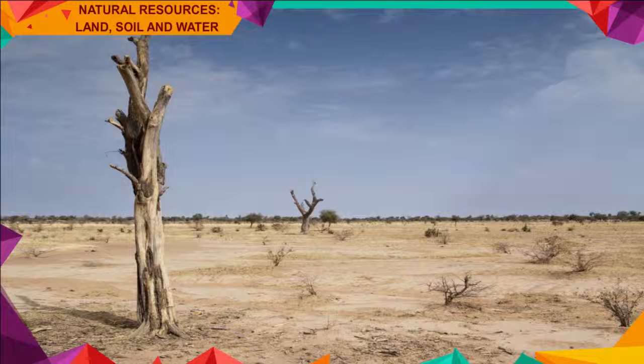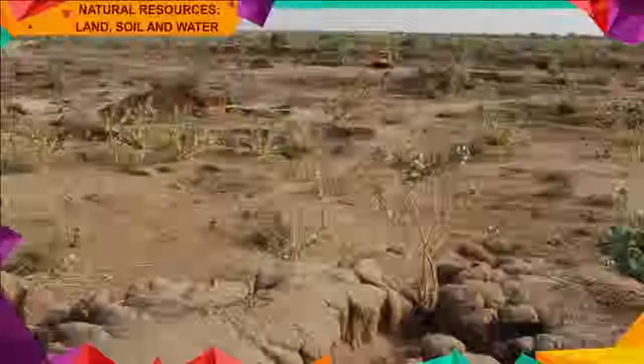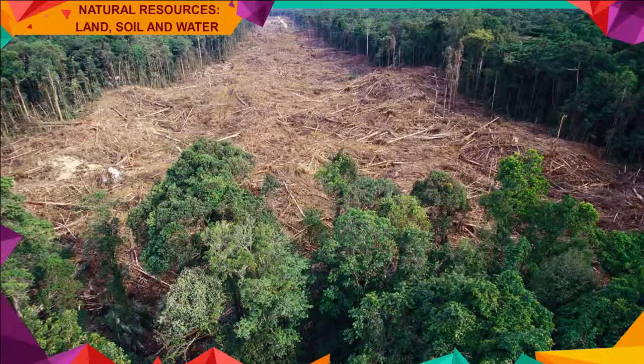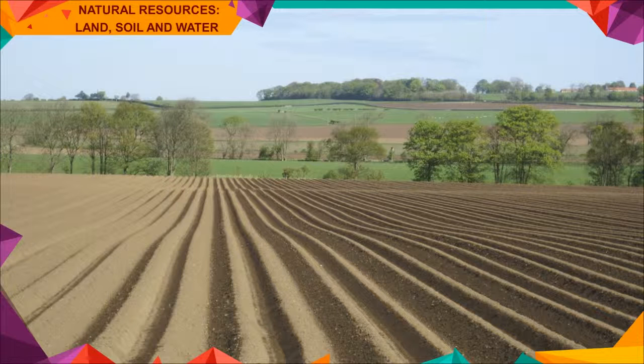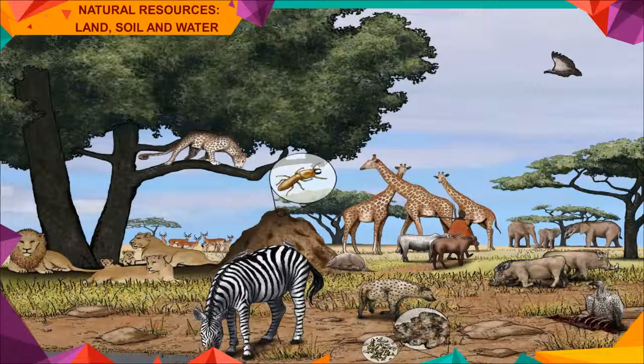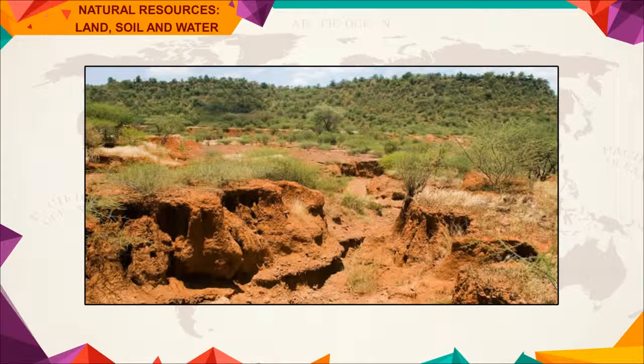Careless use of land may create problems like shortage of croplands, soil erosion, deforestation, and desertification. Soil resources. The uppermost thin layer of earth crust that supports all vegetation is known as soil. All living beings, including plants and animals, depend directly or indirectly on soil for their survival.